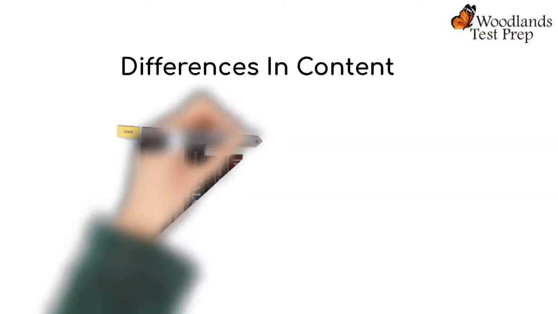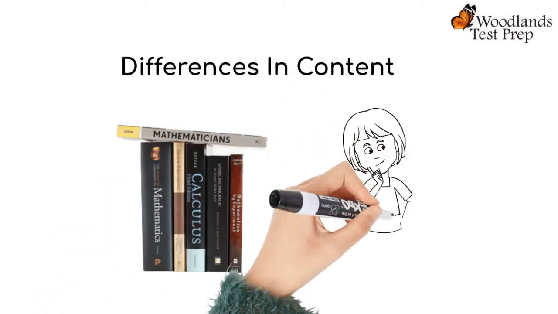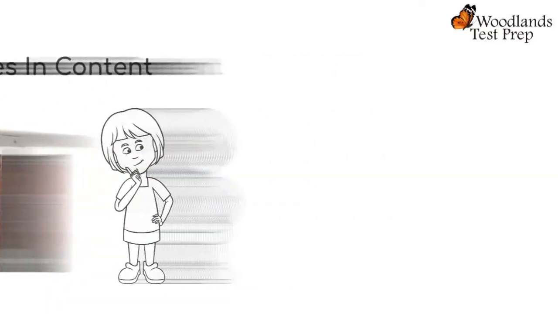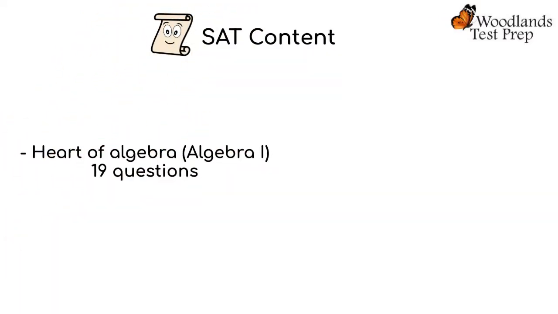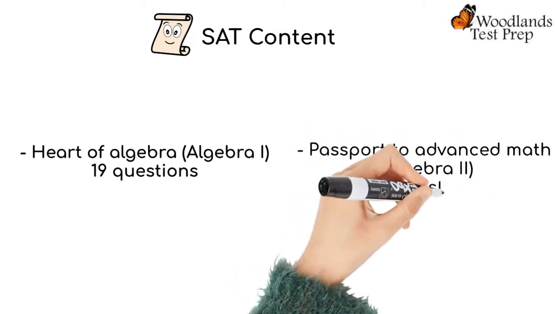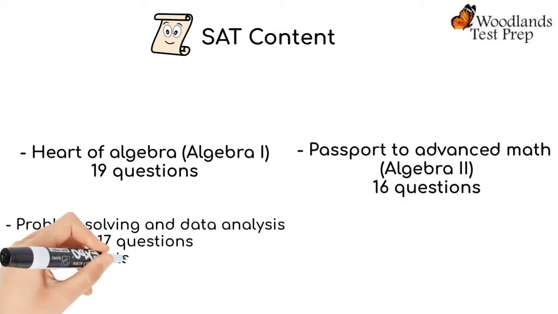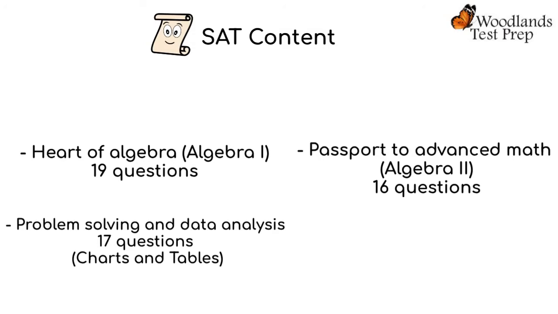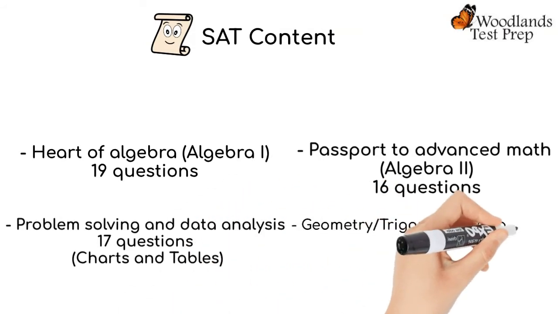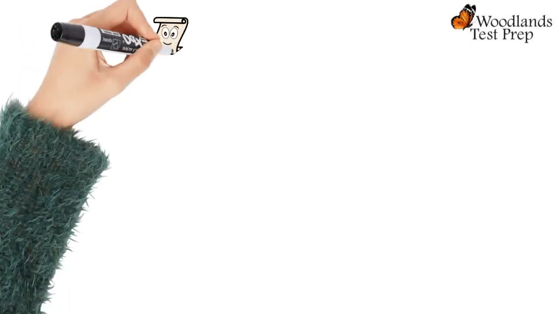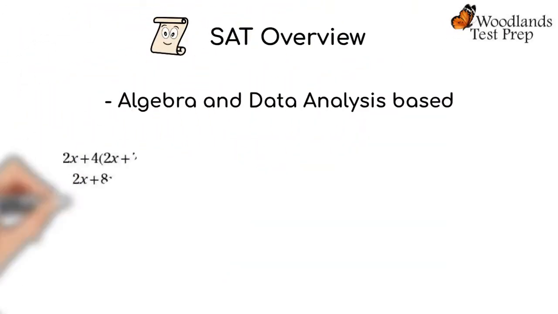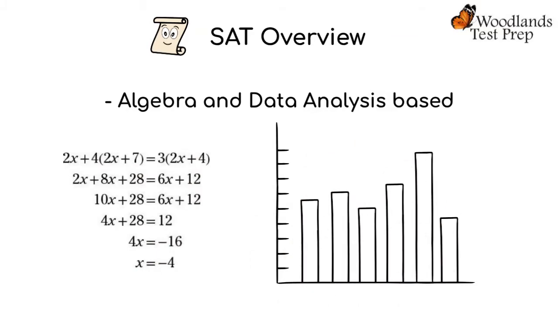Turning to content, while there is some overlap, there are significant differences in the content areas that are tested. The SAT tests Heart of Algebra, or Algebra 1, Passport to Advanced Math, or Algebra 2, Problem Solving and Data Analysis, which is basically charts and tables, and it asks you to read them and calculate different kinds of averages and percent changes, and then additional topics in math, which is basically geometry, maybe one trigonometry question, and maybe one complex number question. So, the SAT is pretty focused on algebra and data analysis, and that's pretty much it.